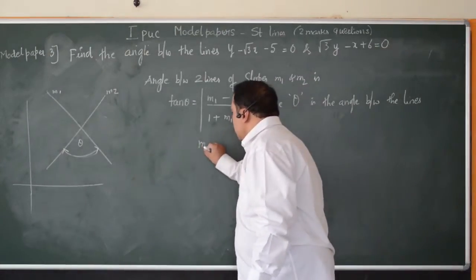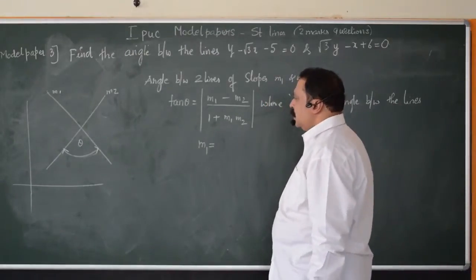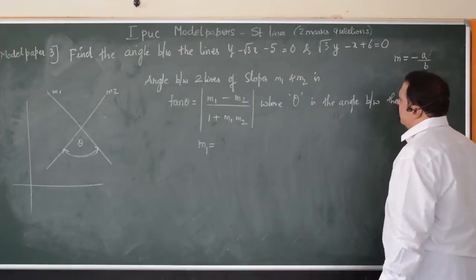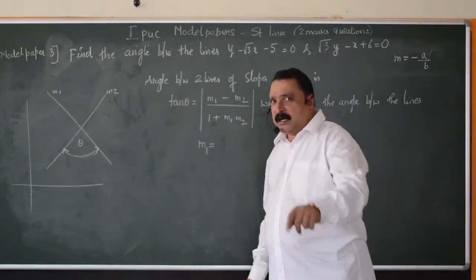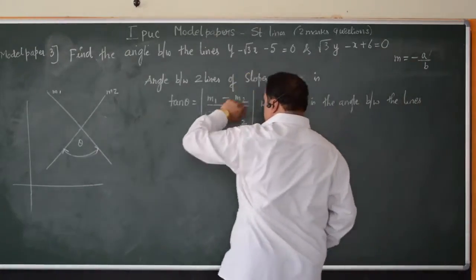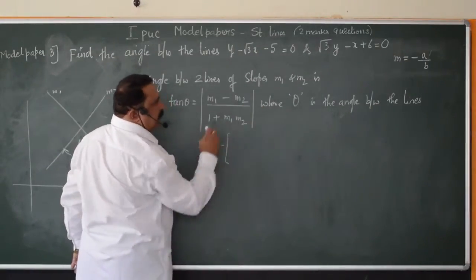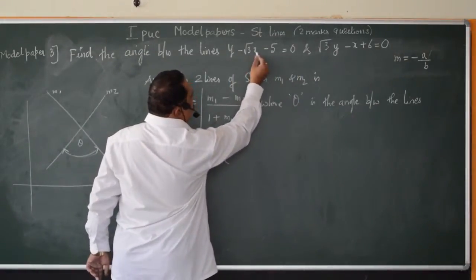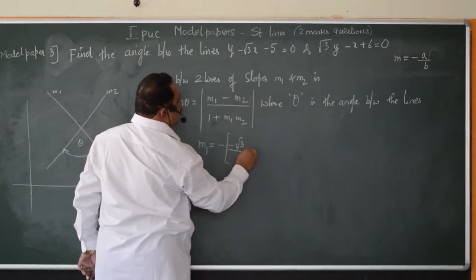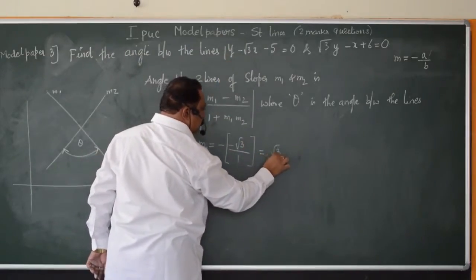Now, what is m1? m1 is the slope of the first line. How to find the slope? You can simply use the formula m equals minus a by b to find the slope, which I have already discussed under 1 marks session. So, looking at the equation of the first line, let me write down the slope. Minus, that minus sign. What is a? A is the coefficient of x. What is the coefficient of x here? Minus root 3, divided by the coefficient of y, that is 1. So, m1 equals just root 3.